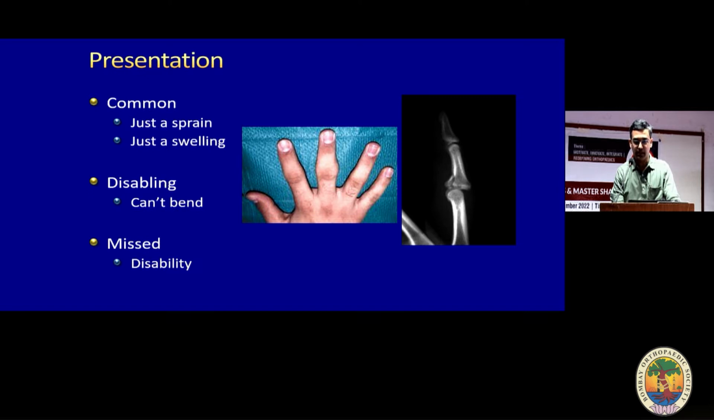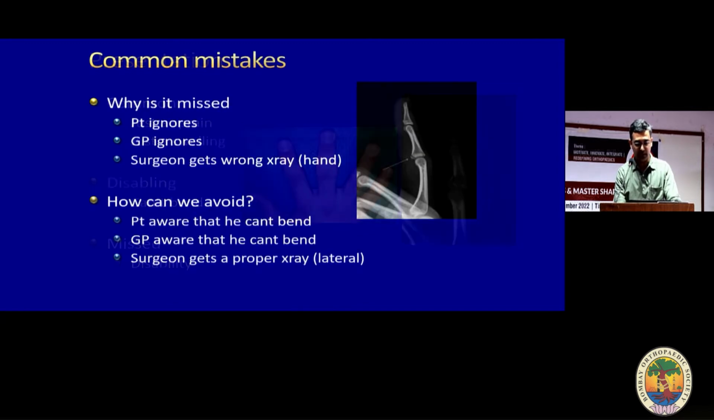Imagine it's very disabling because the patient is unable to bend the PIP joint, and if you miss treating it, then the patient has a significant disability. Why do we miss it? Because the patient ignores just a finger, the family doctor will ignore it, and when it comes to us, we may end up taking the wrong X-rays. And we'll talk about it.